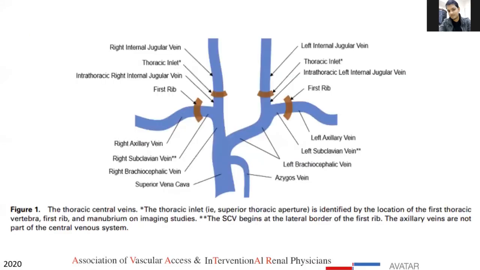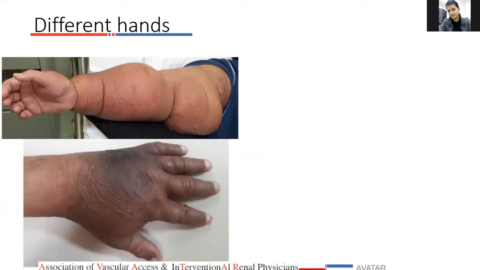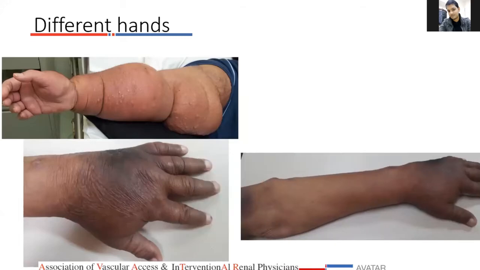And when we talk about central venous stenosis, we have seen various kinds of hands with fistula and having problems. I'm sure all of you would have seen that. Have you seen this kind of hand, severe central venous stenosis? Or if you see this kind of hand, but when you examine the full hand, it is just the palm which has a problem and not the rest of the hand. So this is different from the first case. This is probably central venous stenosis.